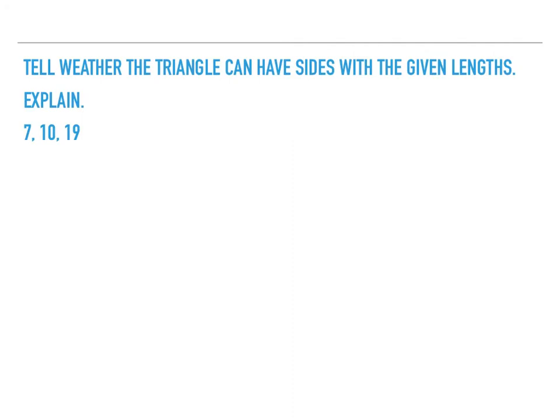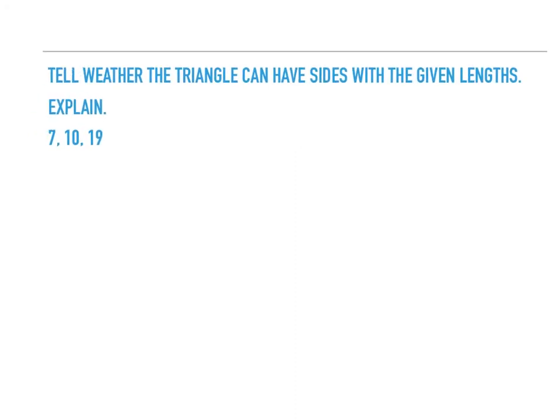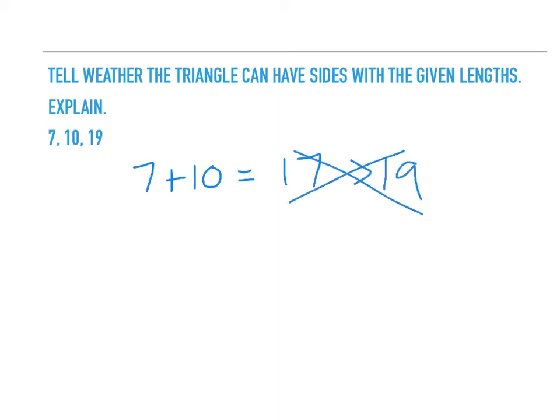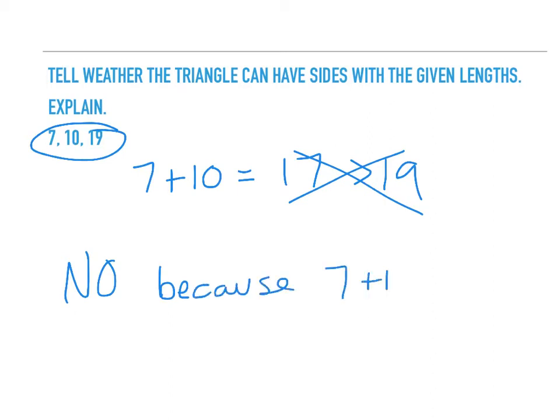Tell whether the triangle can have sides with the given lengths. Explain. So a trick in order to do these is if you take the two smallest ones and add those together first, you have to see if they're bigger than the third side. So what are our two smallest sides here? 7 and 10. So 7 plus 10 is equal to 17. Is 17 greater than 19? No. So would this be 3 lengths of a triangle? No. And our reason would be because 7 plus 10 is not greater than 19, so we could put it's less than 19.